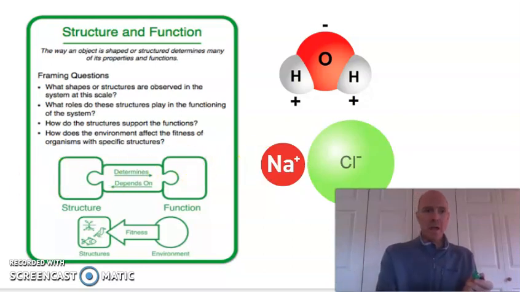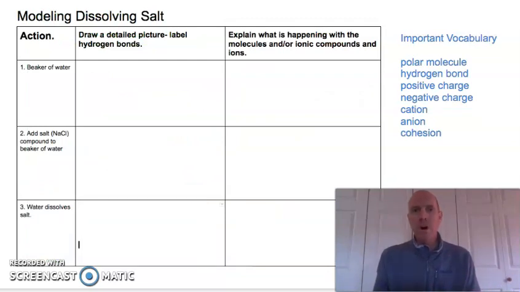If you have this in your notebook already, great. If you don't, hit pause. This is going to be the notes for this lesson. Make this chart. What we're going to do is model how salt dissolves. We're going to look at a beaker of water, add salt to it, and then see how water dissolves the salt. We're going to draw pictures, and then we're going to explain what happens. And this will be on the assessment. We're going to model this, okay? So hit pause, copy that down, and when you're done, here we go again.